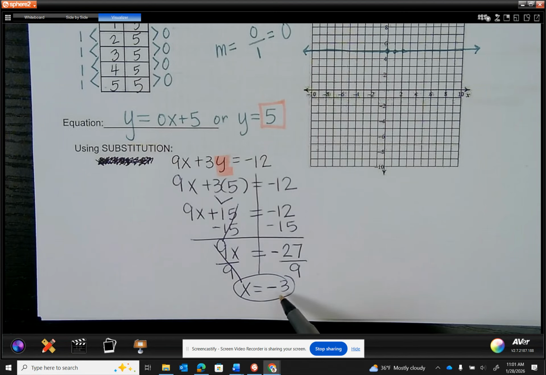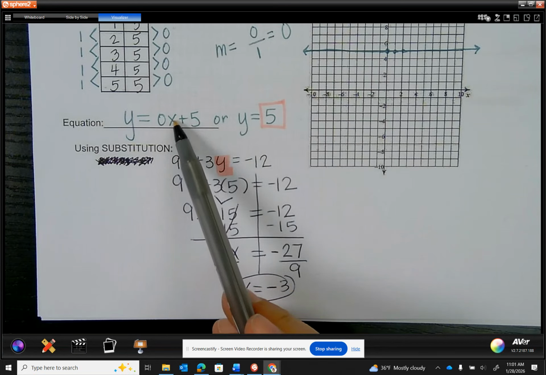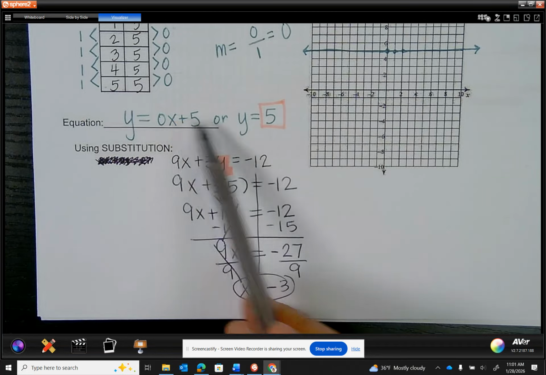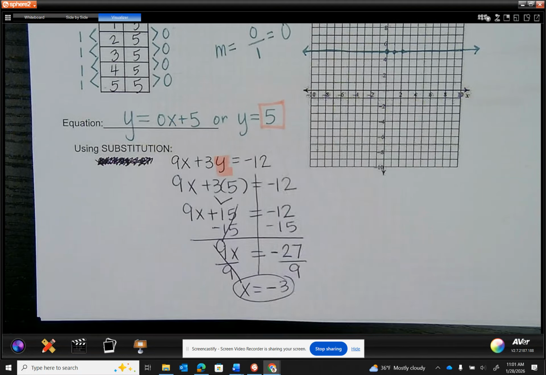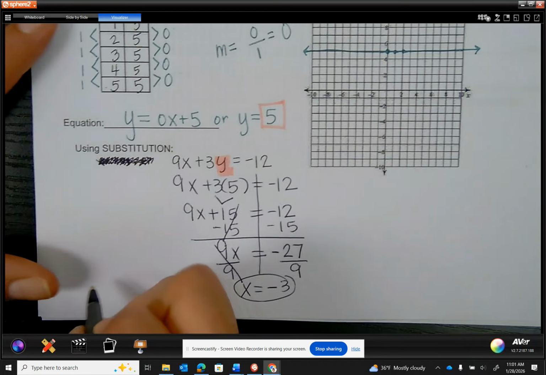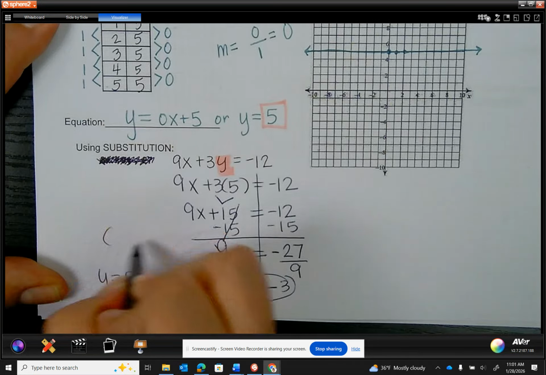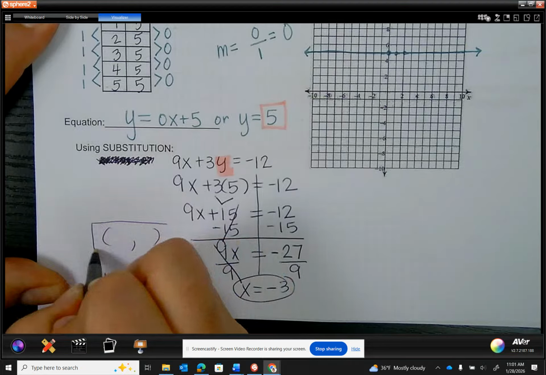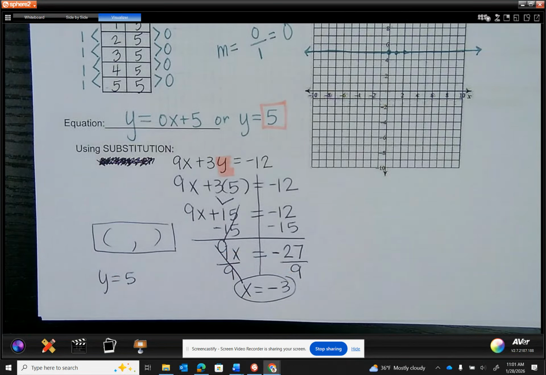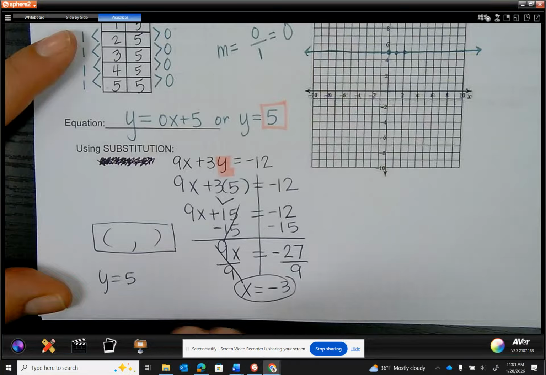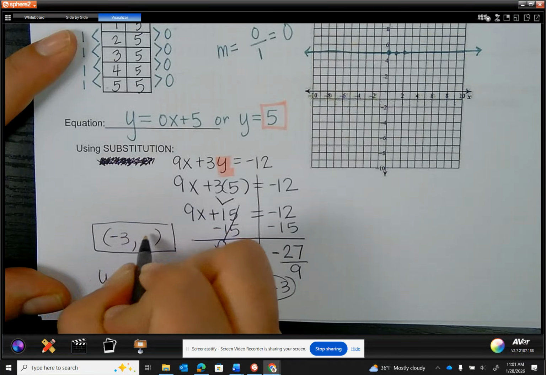This one we typically take the x value and substitute it back in. I can put it in here, but I already know that y is equal to 5. So since y is equal to 5 and x is equal to negative 3, my solution should always be an ordered pair. Is it going to be 5 comma negative 3 or negative 3 comma 5? Negative 3 comma 5.